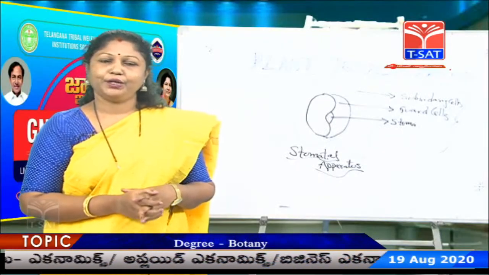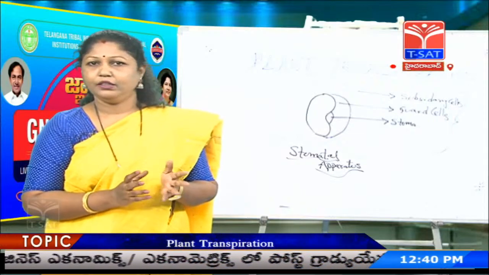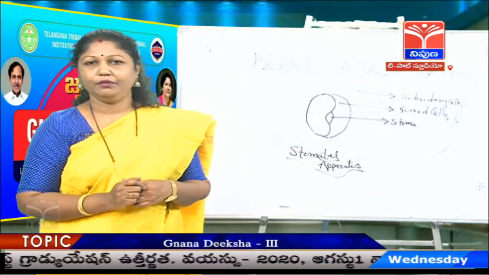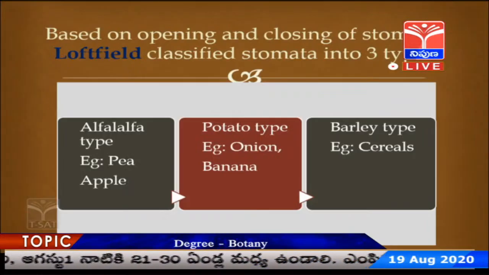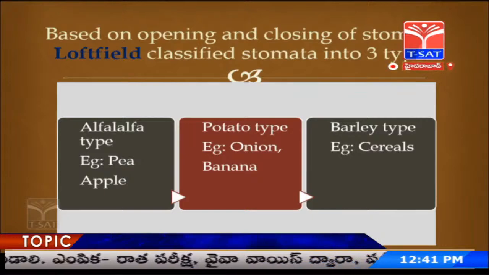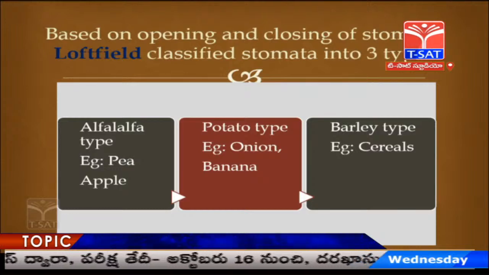Examples of this kind of stomata can be seen in pea, apple and other thin-leaved mesophytes. You come across this kind of stomatal type. If you look into the second type, the potato type, we see that the stomata are closed for 3 hours after sunset, otherwise they are open all through the day.